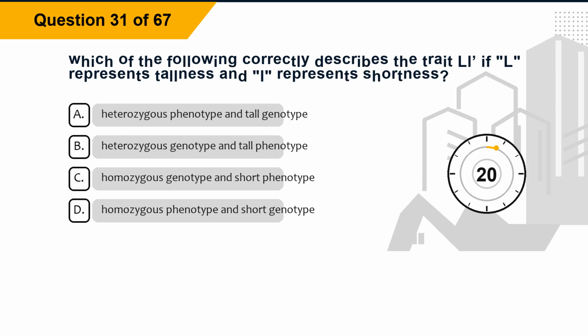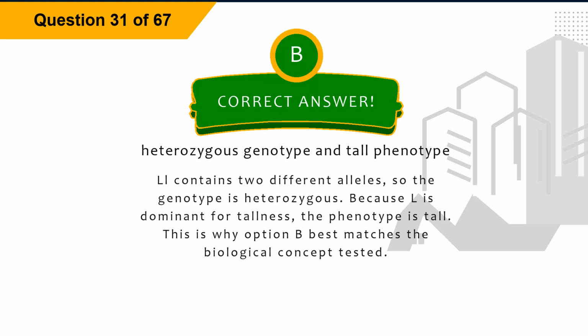Question 31. Which of the following correctly describes the trait Ll, if L represents tallness and l represents shortness? Option A, heterozygous phenotype and tall genotype. Option B, heterozygous genotype and tall phenotype. Option C, homozygous genotype and short phenotype. Option D, homozygous phenotype and short genotype. The correct answer is option B, heterozygous genotype and tall phenotype.